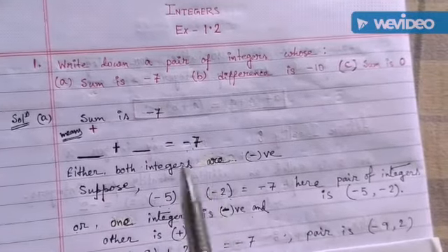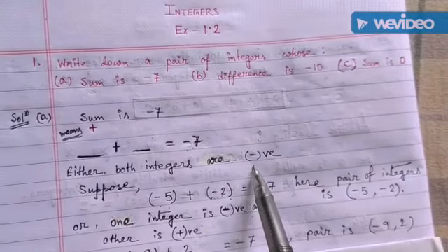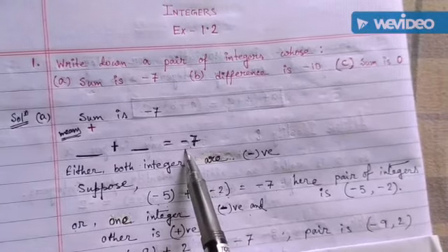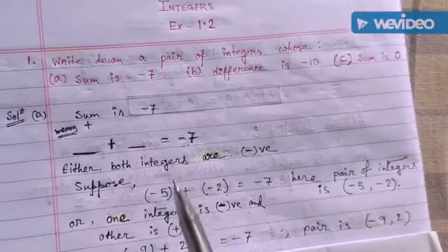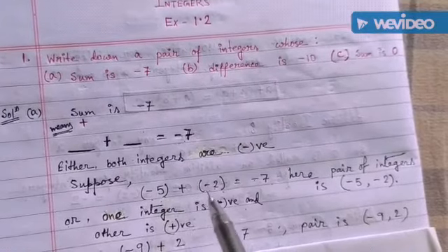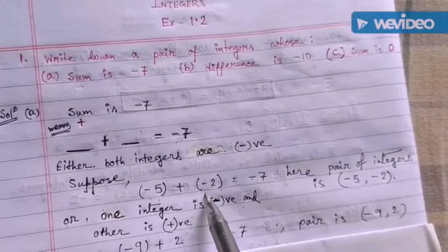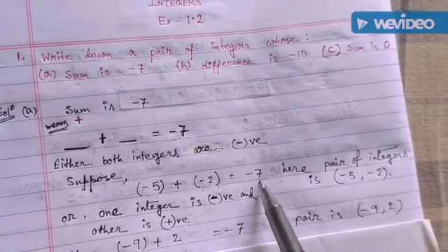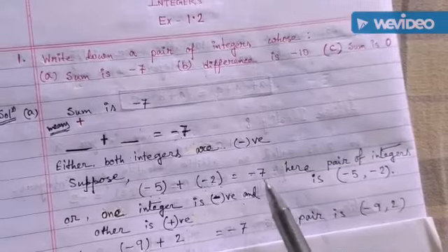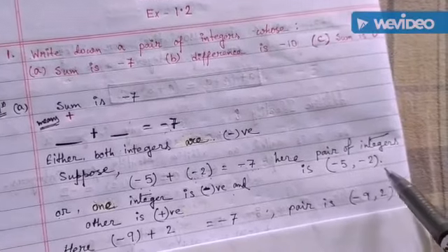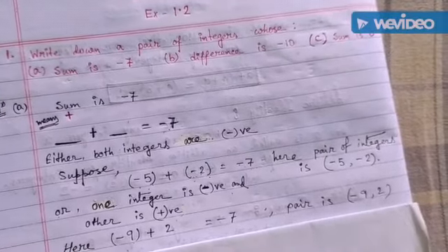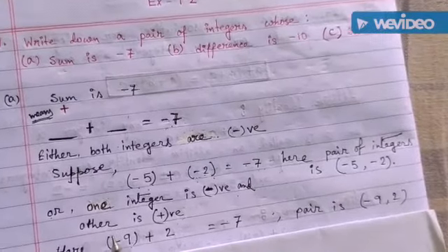Then either both the integers are negative, because in the answer there is a negative sign. Suppose we can take -5 and -2. Then if we add these two negative integers, we will get -7. Here the pair is -5 and -2. Okay. Another one.